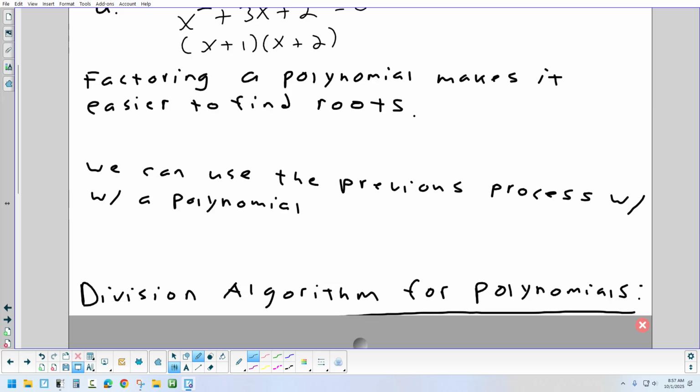So what we'll do now is go through the long division process for a polynomial. What I'll do is put this side by side with an example. So we'll look at a step, then we'll do the step.